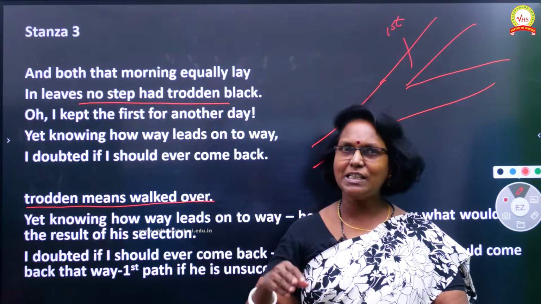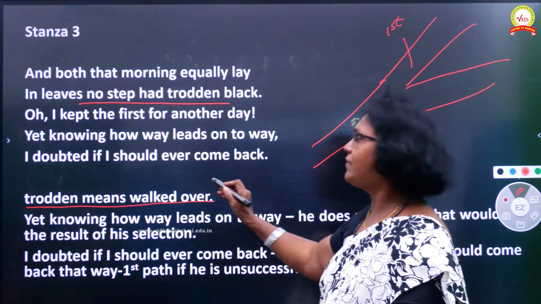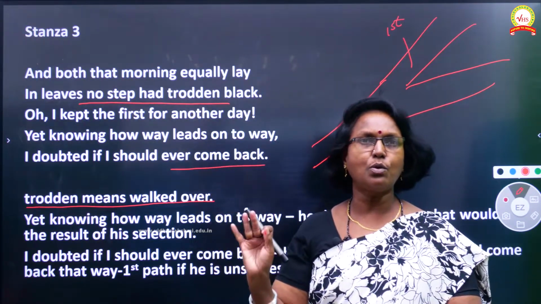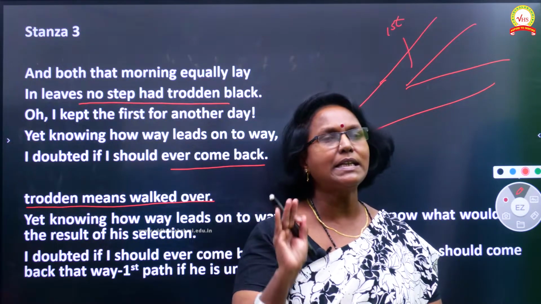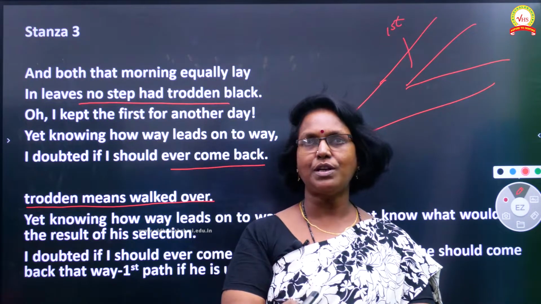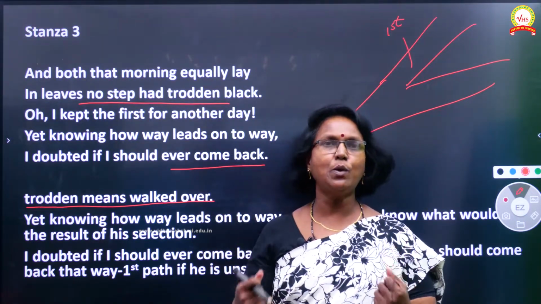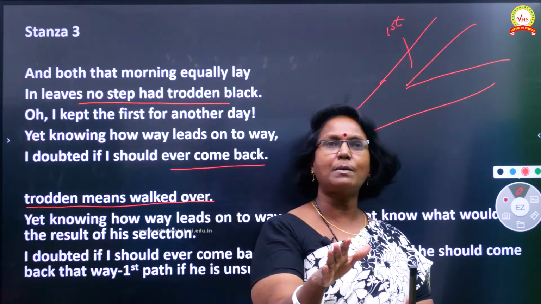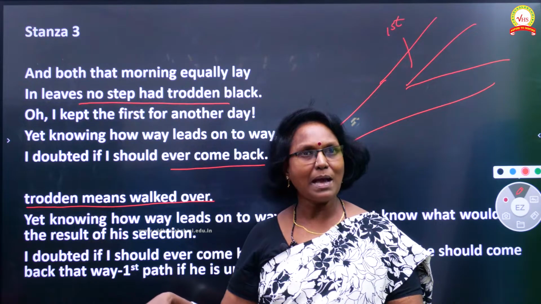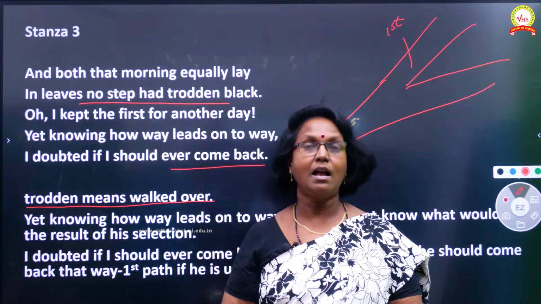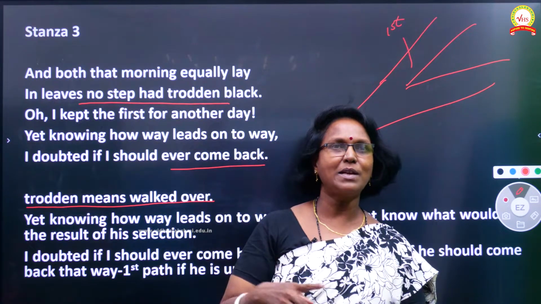Yet knowing how way leads on to way, I doubted if I should ever come back. Now this is something life teaches us. Every person, whoever has taken a decision to do something in their lives, starts doing it conveniently. In case it is their own choice, they don't repent. They don't say, why did I take it up? They feel, I took it, let me do it. In case it is forced upon by someone, maybe peers, maybe parents, maybe someone else, whoever it is, what happens? They might take a career as per the choice of whoever is showing them domination or overpowering them.